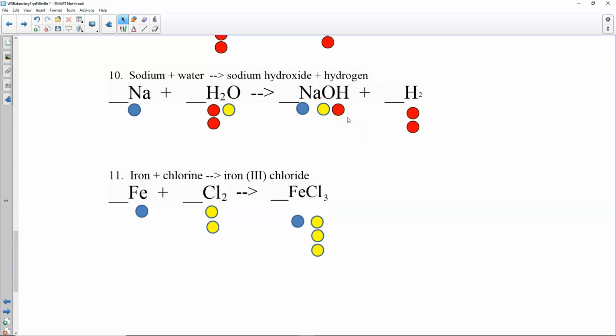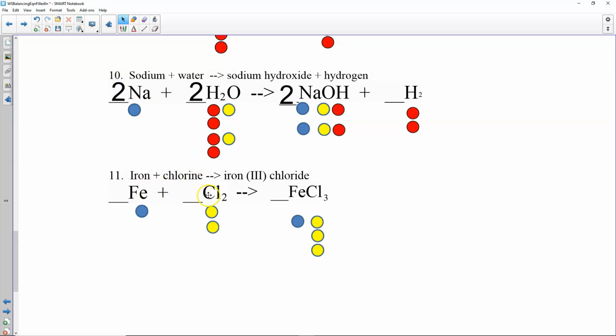Sodium and water. Always think about maybe making something even. There's 2 hydrogens on the left, 3 on the right. So to make it even, the easiest thing to do would be putting some more sodium hydroxide present. We've got 4 hydrogens on the right, so we need 4 hydrogens on the left. The oxygen is now balanced, as is the hydrogen, and the only thing left to balance is the sodium, so we need to put 2 in front of the sodium.